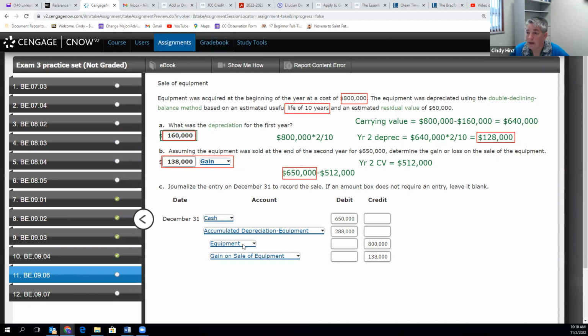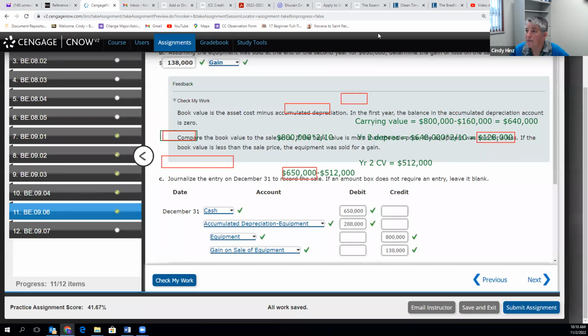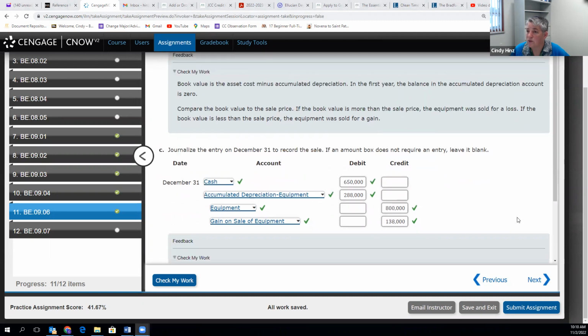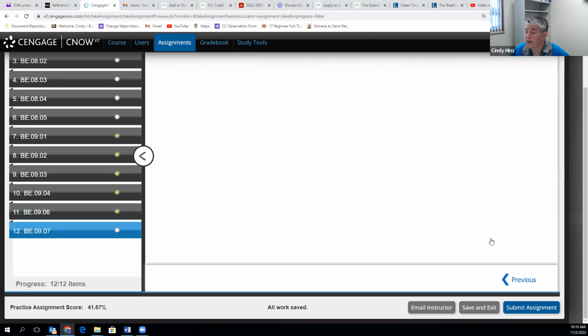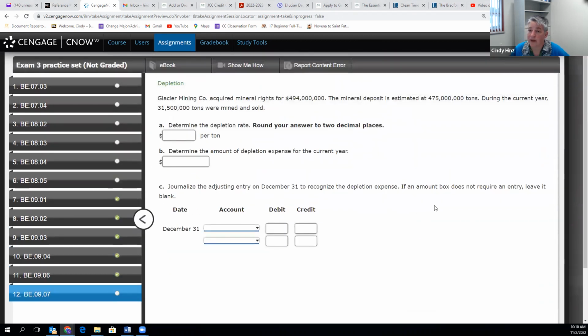So let me get my green check marks in there. Any questions on that exercise on how we report or record the sale of a long-term asset at the end of its estimated useful life or at any other point? All right, well, let's move on then to our final exercise for Chapter 9.